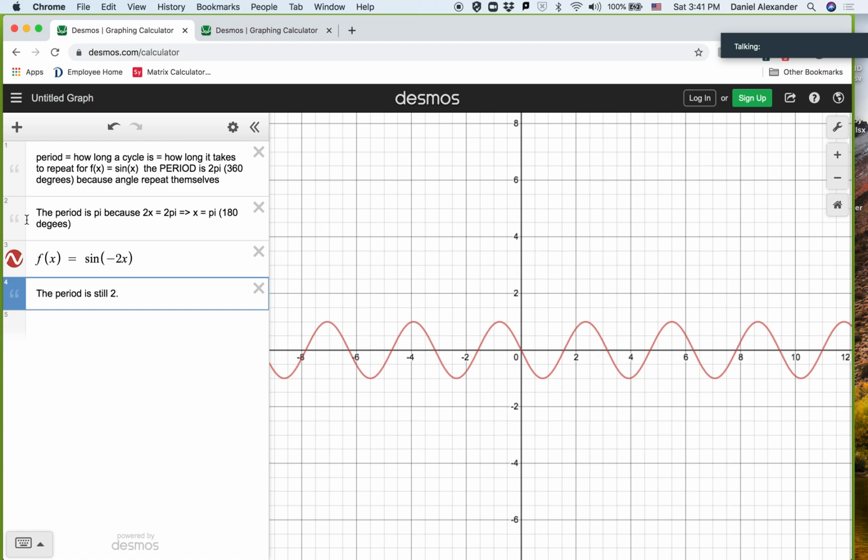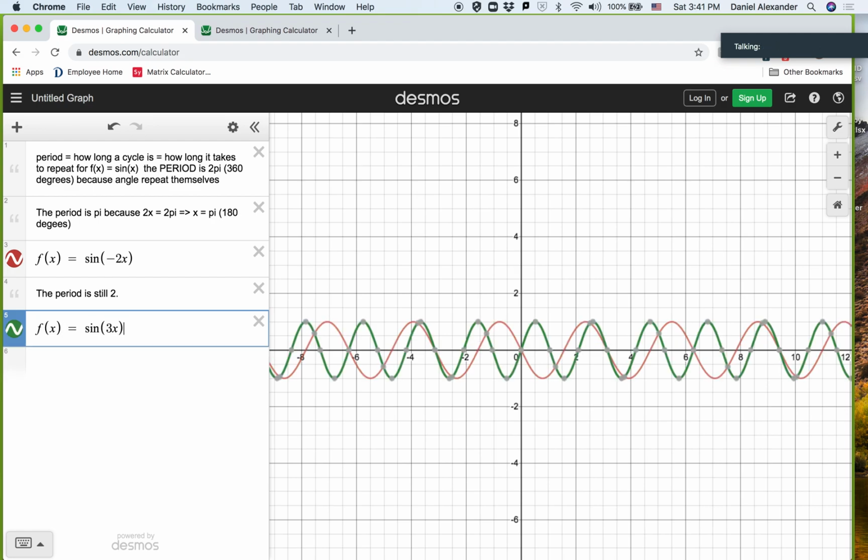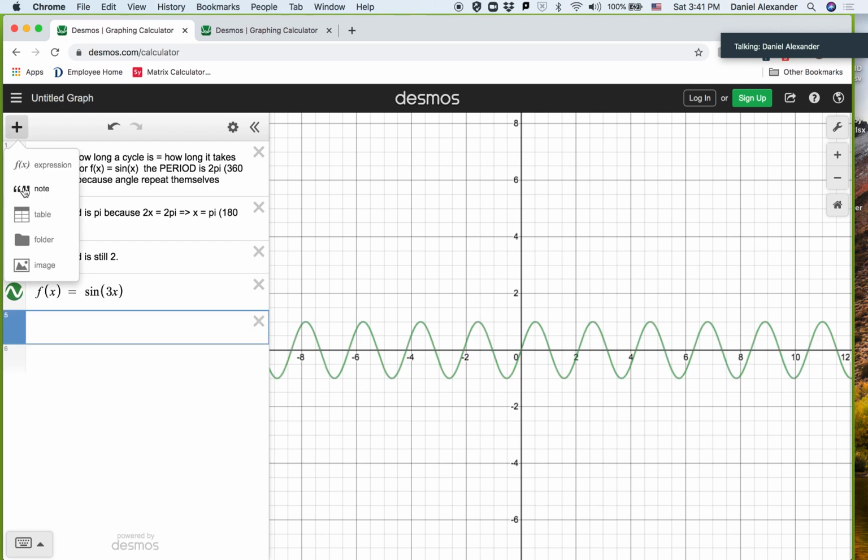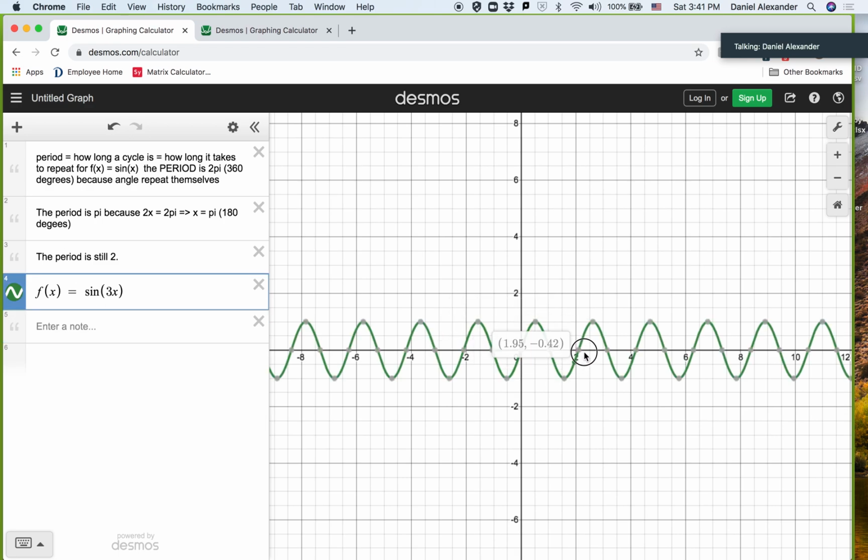Okay. So let's do a couple more. I think you know what's going to happen. f of x equals sine 3x. Let's see how much it takes. Start at 0, you go to here, every 2/3 pi. So again, I'm going to write a note. If we go through this, we go one full cycle and we see that we're at 2/3 pi.